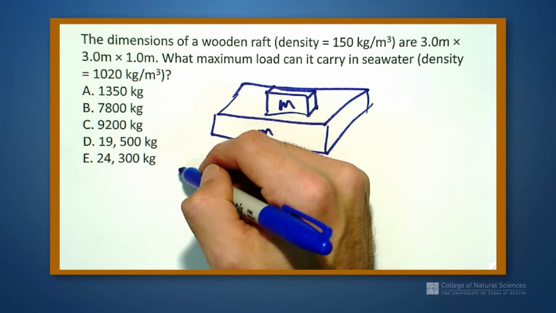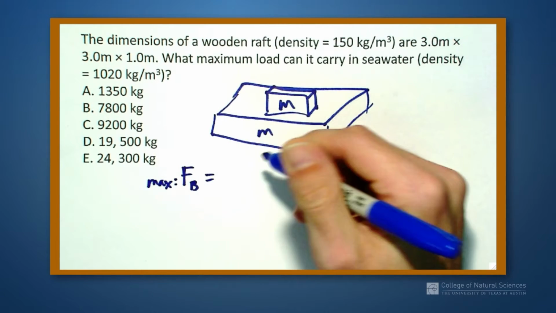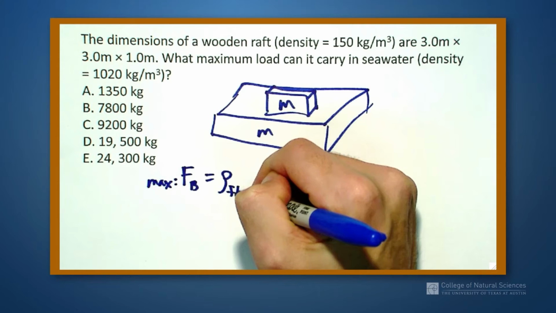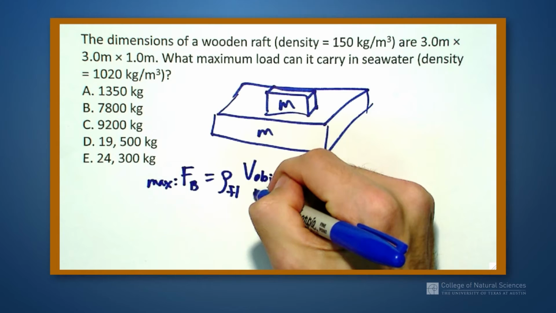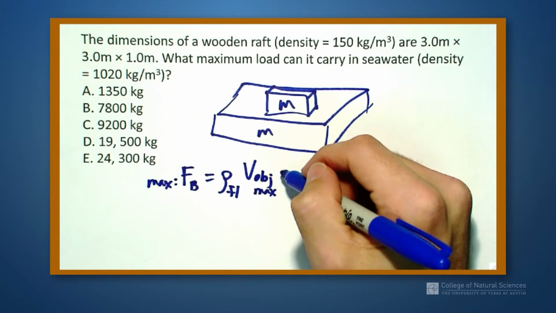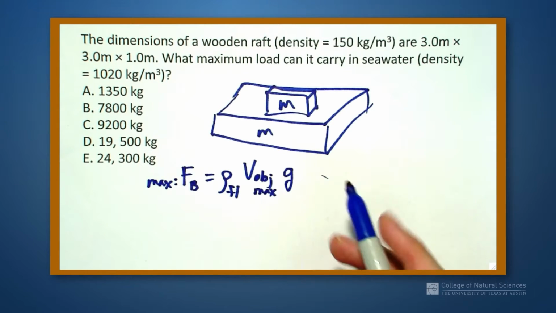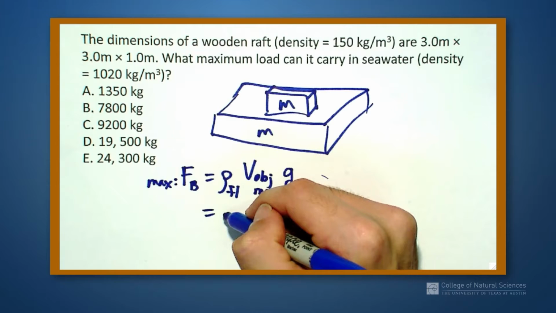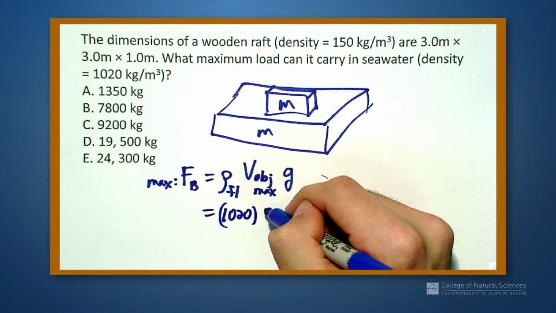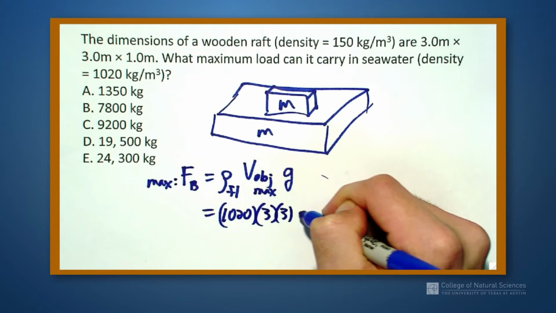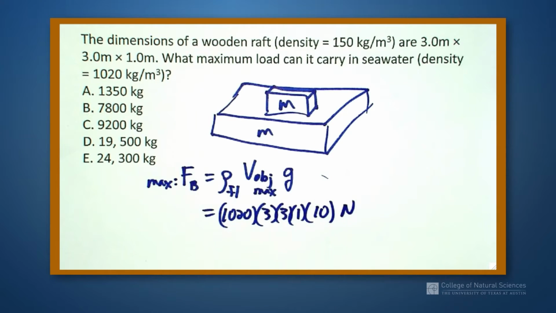Well, I know that the maximum buoyancy force that I can have is going to be the density of the fluid times the volume of the object submerged. And if we submerge the maximum amount, the entire thing, that's going to be the maximum buoyancy force we get. And this all is multiplied by g. So this is just going to be the density of the fluid, so 1020, the volume of this is going to be 3 times 3 times 1, and times the 10 meters per second squared, and that's going to give me units of newtons.